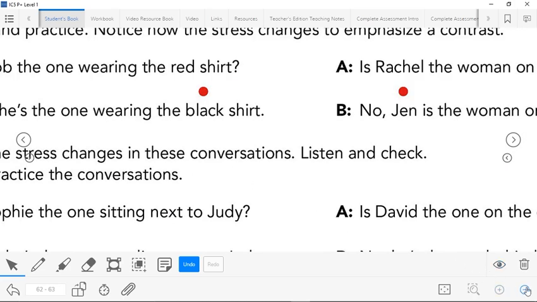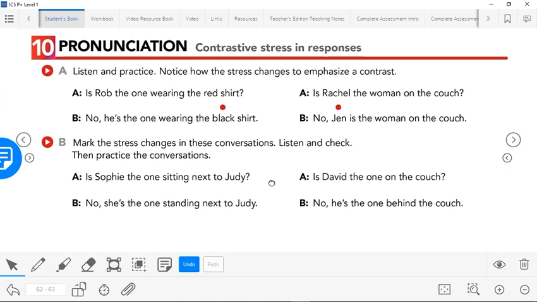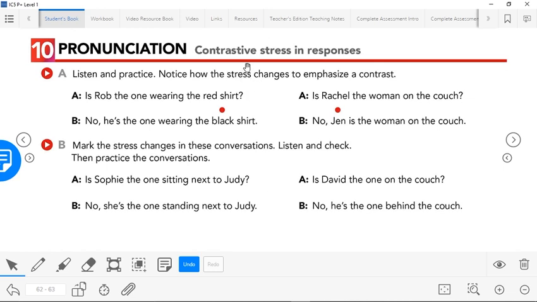Now, let's have a pronunciation part. We're going to be seeing the contrastive stress in responses. Okay? Basically, this is used to identify what is the important thing that they are talking about in the conversation. But to better understand this, let's listen to the audio, okay?